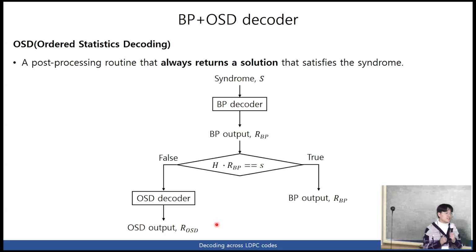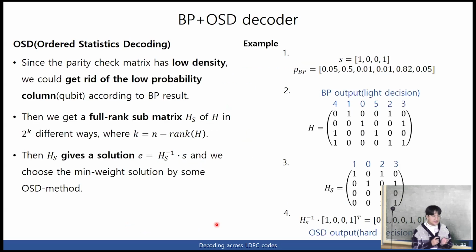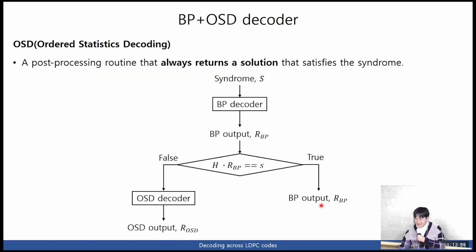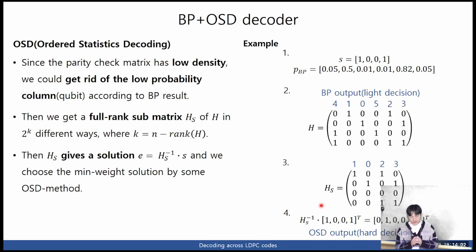The point in using OSD as a post-processing method is that BP gets quite a good solution, as we have seen. So we use OSD. How do we use OSD? We use the BP output as soft decision information, which means BP gives probabilities for which qubits are likely in error. We discard the low-probability qubits and get a full-rank submatrix. The full-rank submatrix always has an inverse, so we can get a direct solution for the problem.